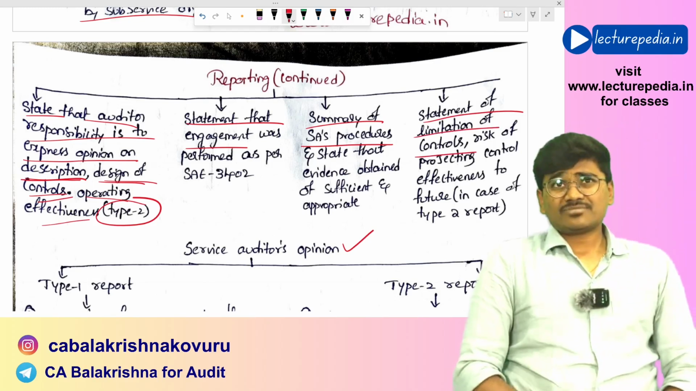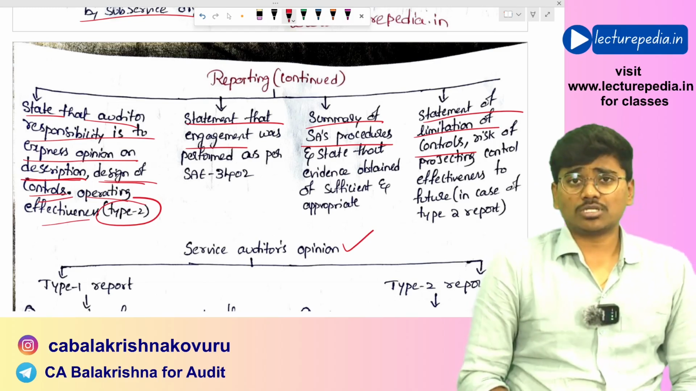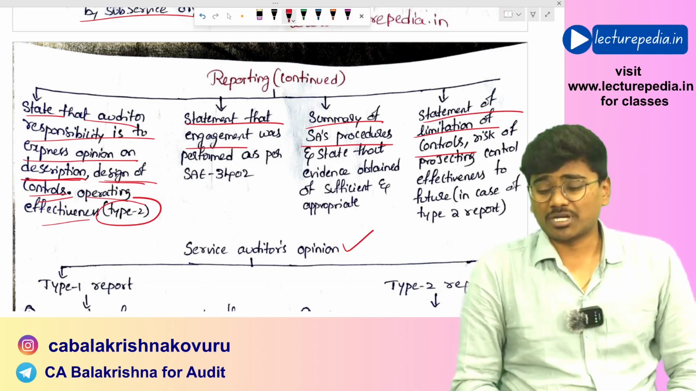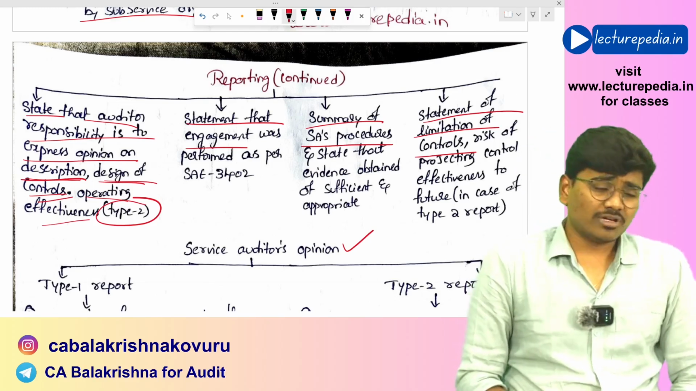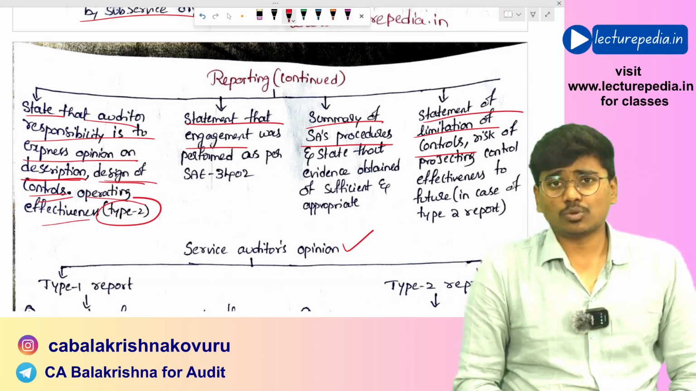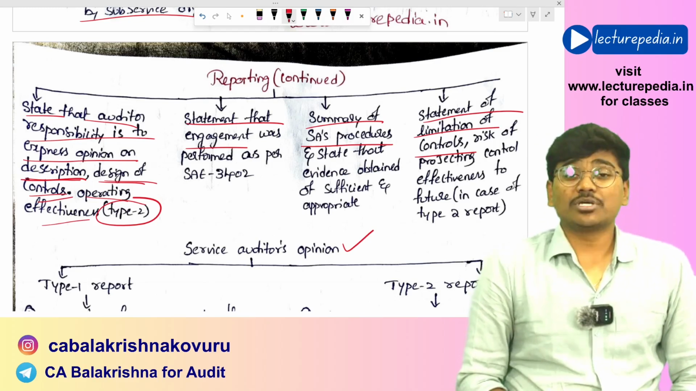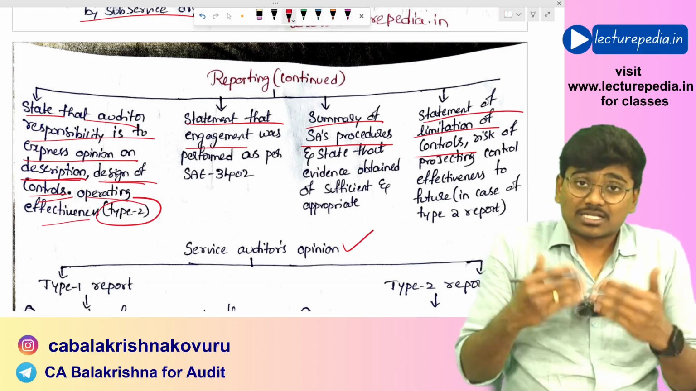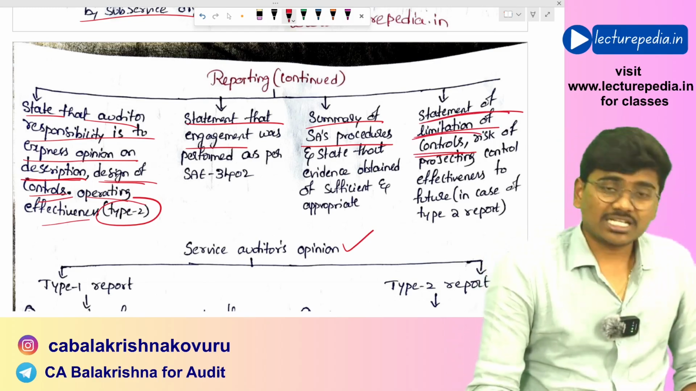Now, in the auditor's report, the service auditor needs to clearly mention that even though he has performed the procedures, there is always a chance that he will not be able to identify all the deviations because of inherent limitations of the procedures that he has performed. So that is known as the statement of limitation of controls.